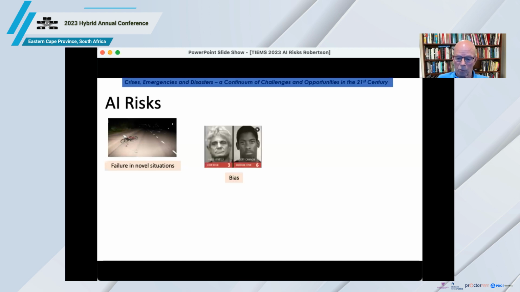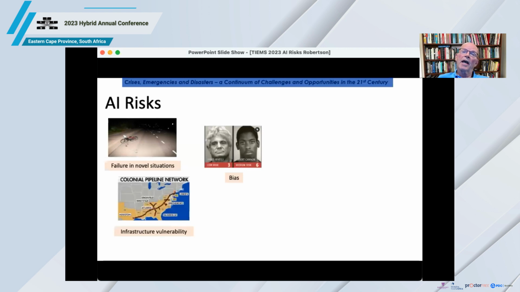Bias is another problem where, for example, if a particular race is overrepresented in training data, biased decisions could be made, in the case of assessing the probability that someone is a criminal. As AI is used more and more to control infrastructure, it can be vulnerable to failures or attacks. For example, the Colonial Pipeline was hit by a cyber attack, which interrupted fuel delivery over the East Coast.